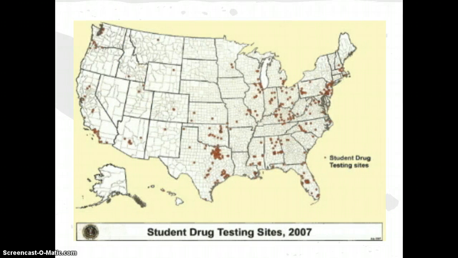This map is just a visual that depicts the sites of schools that have already chosen to start drug testing their students. It's not extremely recent, it was in 2007, but it kind of gives you an idea of how many schools are already participating.